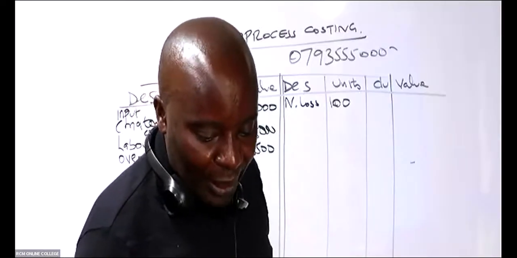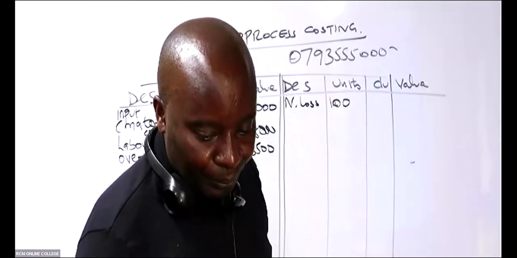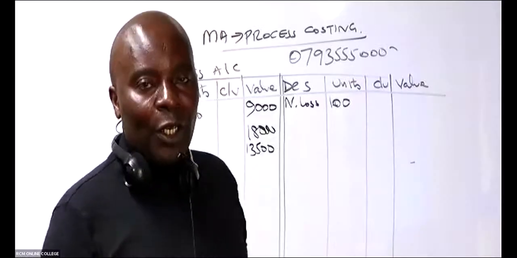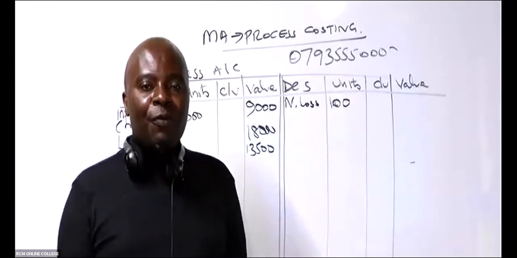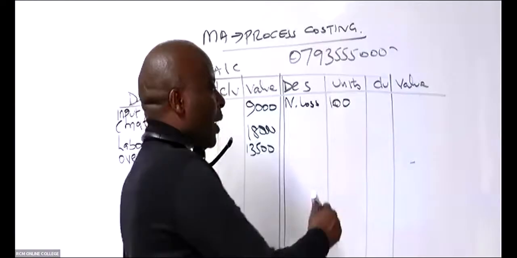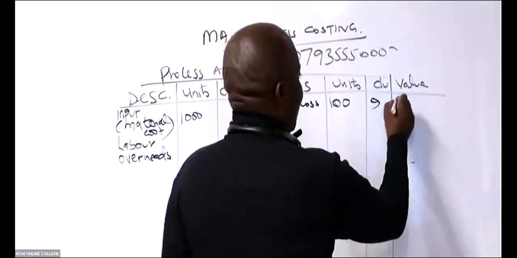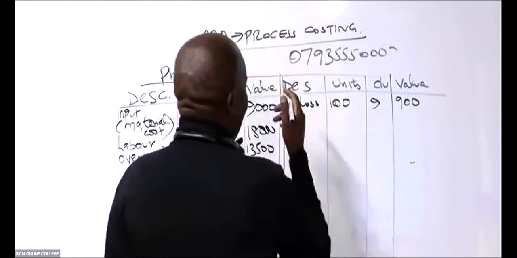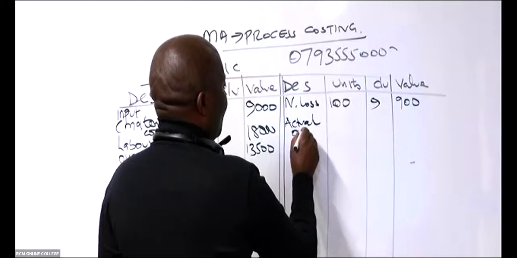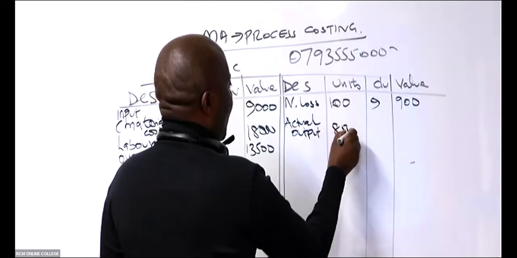So has the scrap value been given in this question? You can see in this case here, losses are sold at a scrap value of 9. And remember, at times the scrap value is not given. If scrap value is not given, you should always multiply whatever quantity you have here with 0. But now here we have a scrap value of 9, which gives us 900. Apart from that, we have actual output. So the actual output is 850.